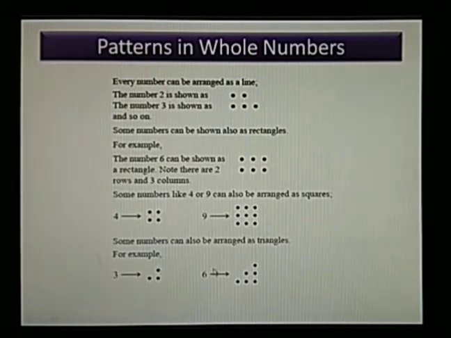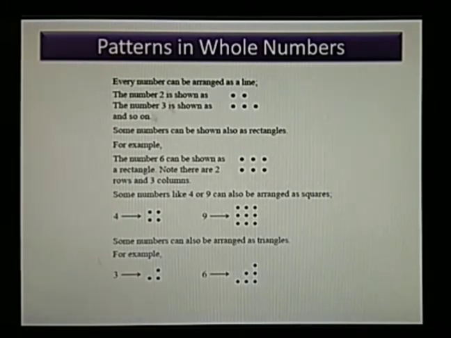Similarly, this number 6, we have already seen it can be represented as a rectangle. It can also be represented as a triangle. But you should remember here, while representing a triangle, the dots on the sides should be equal. You can see 1, 2, 3. Here also 1, 2, 3, and here also 1, 2, 3. The dots are equal. Here also 1, 2, and 1, 2. So the number of dots should be equal to represent a triangle. So I hope this is clear to you.